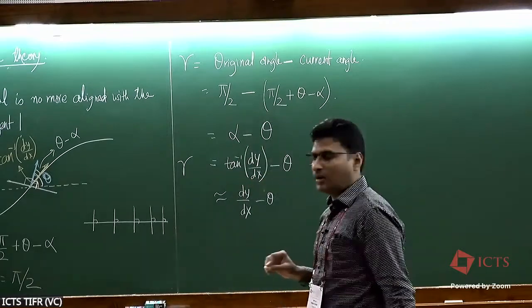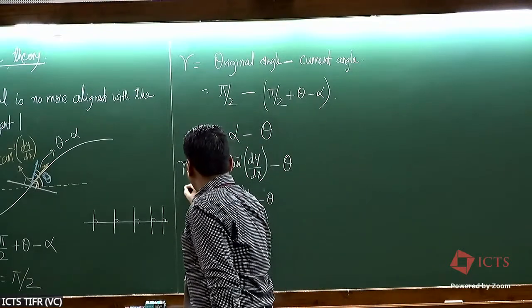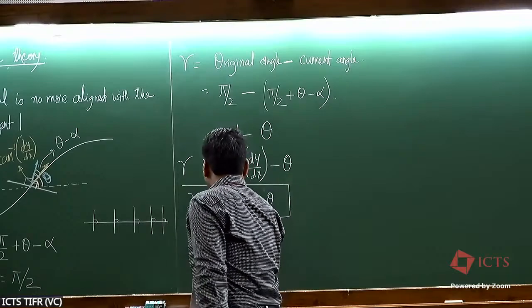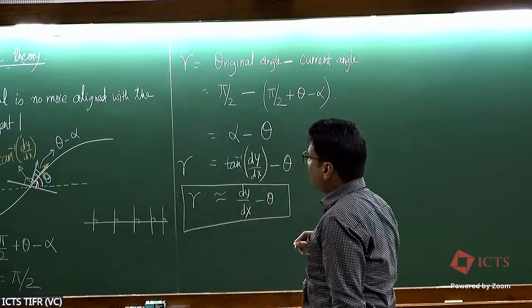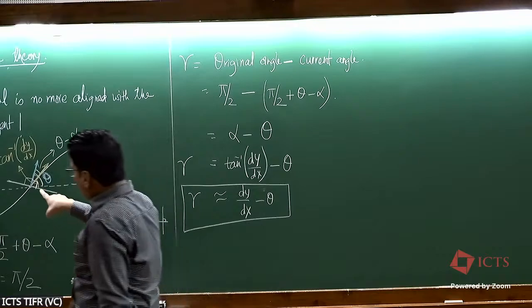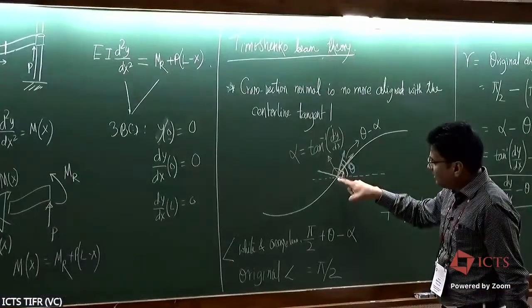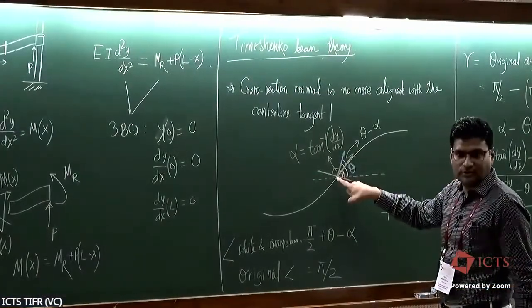So that's your gamma. We are not done yet. So that's the gamma at the centroid of the cross section.